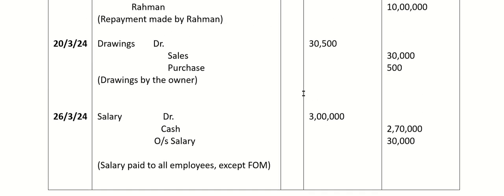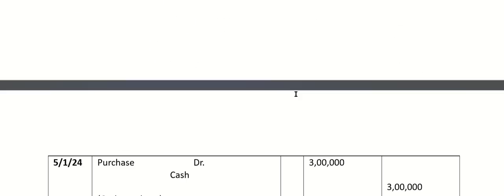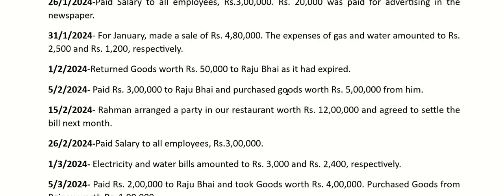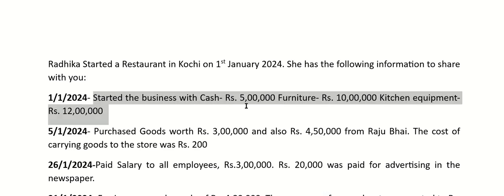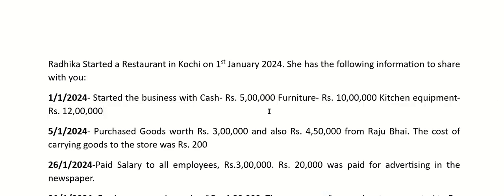Now, first of all, let's see what the transactions given to us are. The transaction says that Radhika started a restaurant in Kochi on 1st January 2024. She serves us with this information: on 1st January 2024, she started a business with cash rupees 5 lakh.